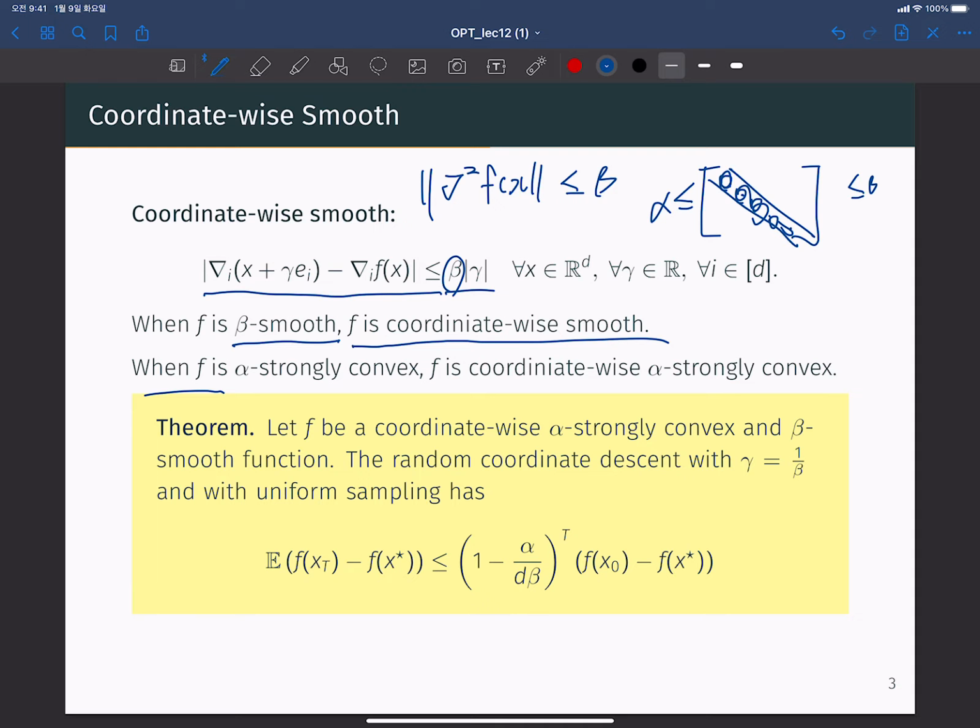If one of the elements is bigger than beta, then the norm of the Hessian should be greater than beta, so we cannot say your objective function is beta smooth. So if your objective function is alpha-strongly convex and beta smooth, it holds coordinate-wise as well. But the reverse is not true.